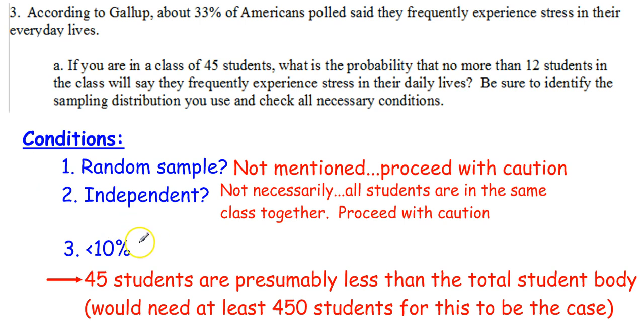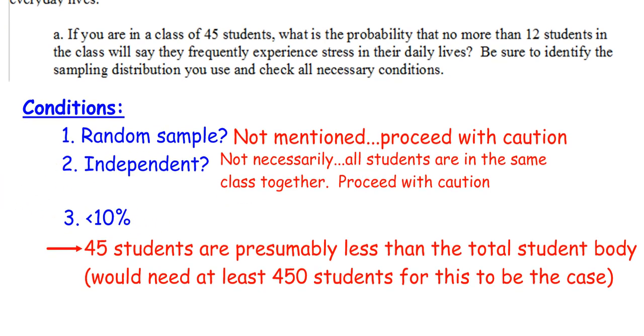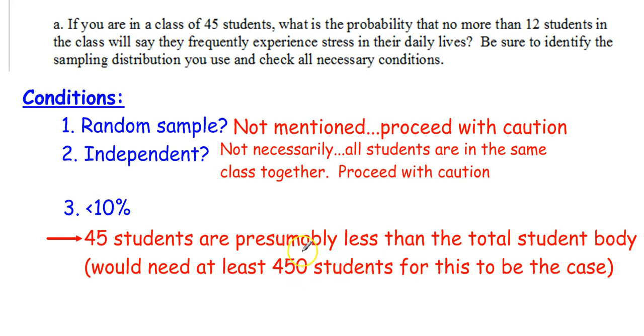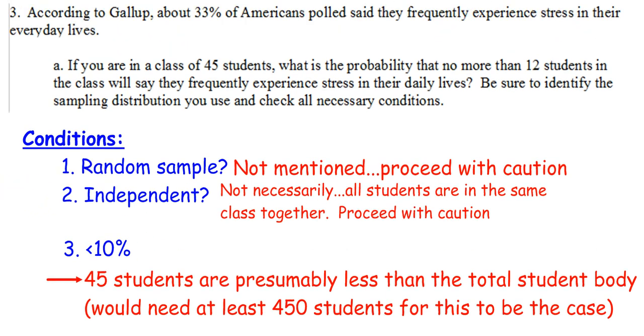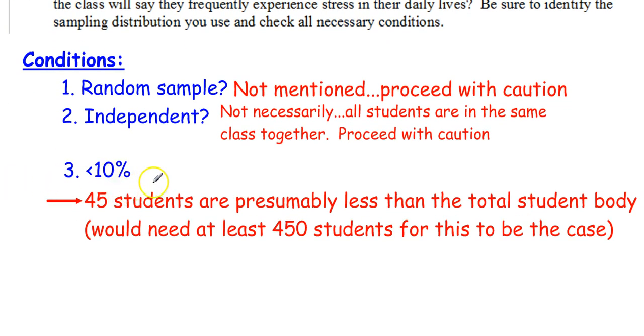Next one, is our sample less than 10% of the population? Well, it will be if we have at least 450 students for this to be the case. We have 45 students in this particular case, and if you go back up to the original problem, it's talking about all Americans. So these are American students, a much smaller subset of the population. Depending on what you are studying, if you're trying to make a conclusion about the students in this particular school or students in general, then we need to have this caveat. If it's students in general, then this would definitely be satisfied.